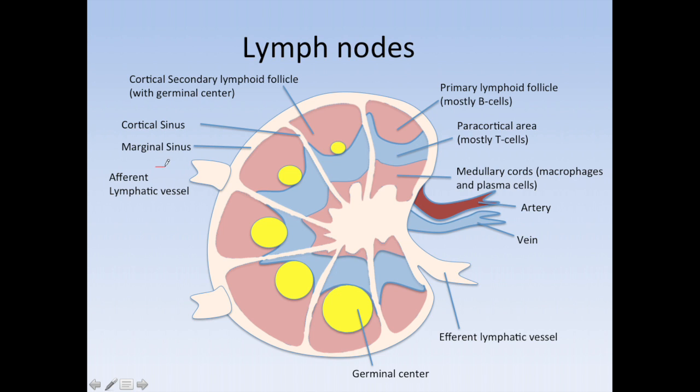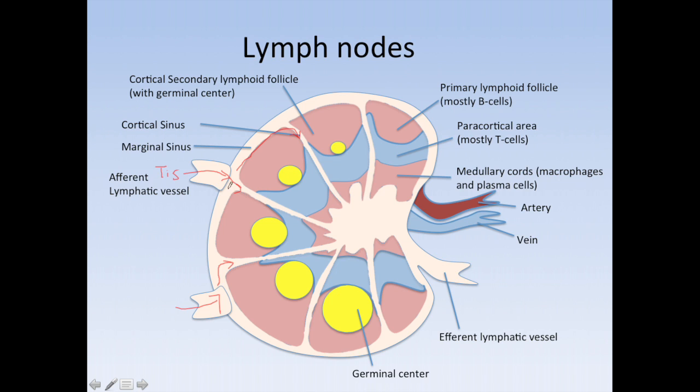You see here you've got the tissues. I'm just going to put tissues here. It drains the lymph into the afferent lymphatic vessels, and they bring it to the lymph node. From there, it goes into what we call the cortical sinuses, which are labeled here.